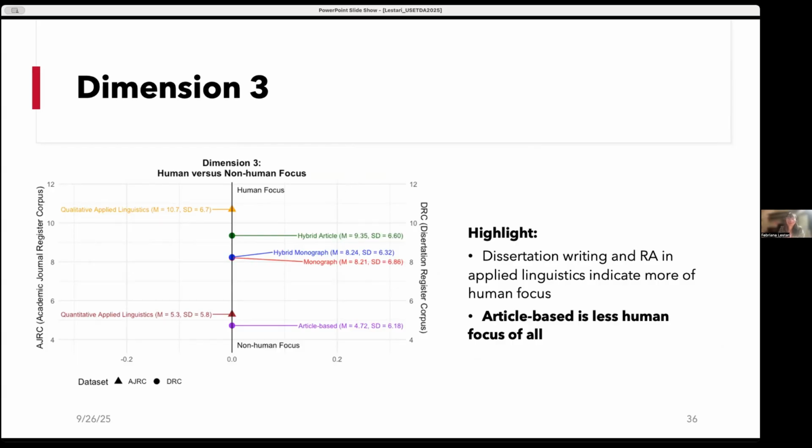So for example, about their thinking process, their learning process, and so on. But the article-based dissertations in applied linguistics have less human focus, because if we connect that to the previous dimension that talks about human and non-human focus, or procedural discourse, the article-based dissertation focuses more on the thing rather than on the humans.